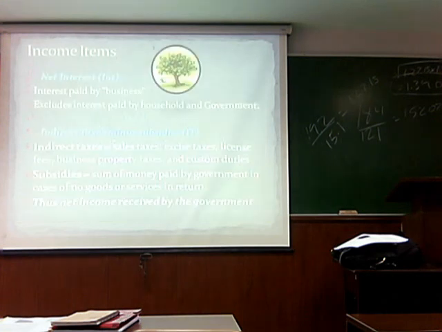The fifth one is net interest. Net interest is interest paid by the business minus interest paid by households and government. And sixth is indirect tax minus subsidy. Indirect tax is a sales tax, excise tax, or license fee, like when you buy a product, for example a property at 13 baht, that means it includes 7% of government tax inside.